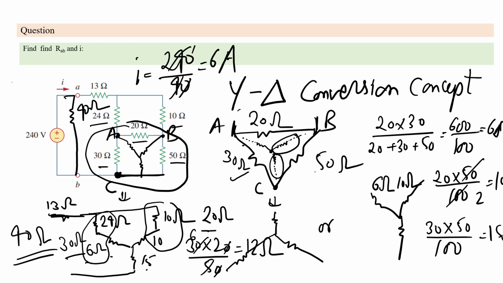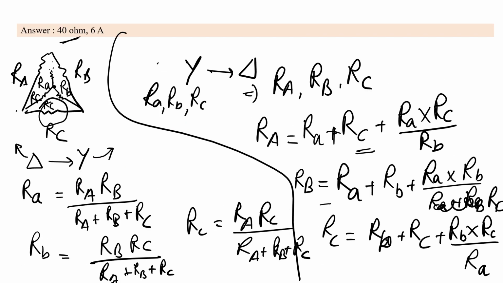I hope you have solved this question. Let me give the solution of this question. There is one method to solve this question, the star and delta conversion. If you can see that RA, RB and RC are in delta format, then you convert from the delta to the star connection, giving small ra, small rb and small rc.